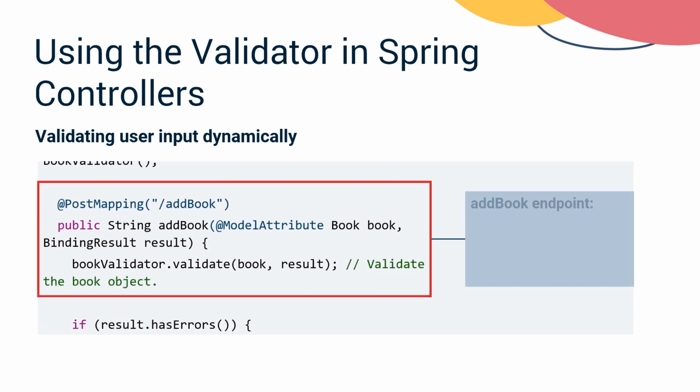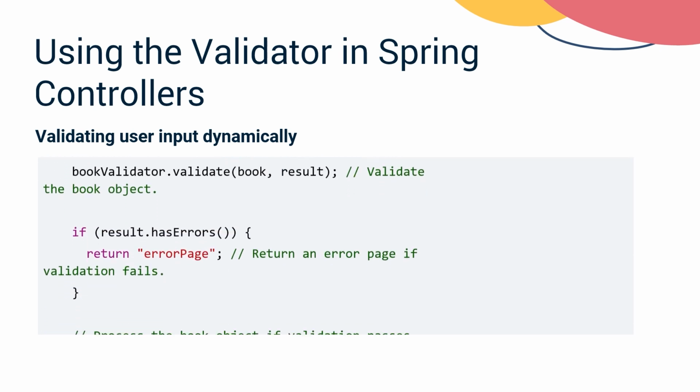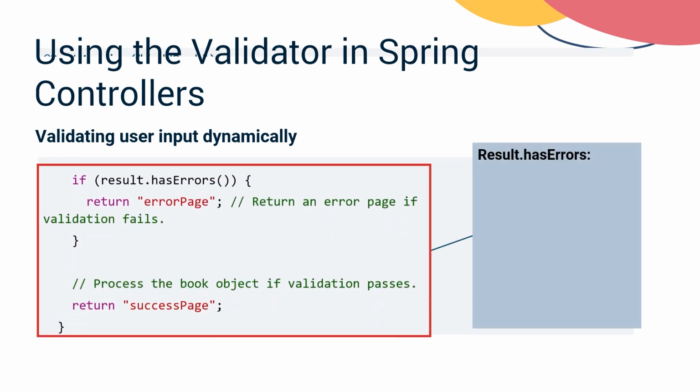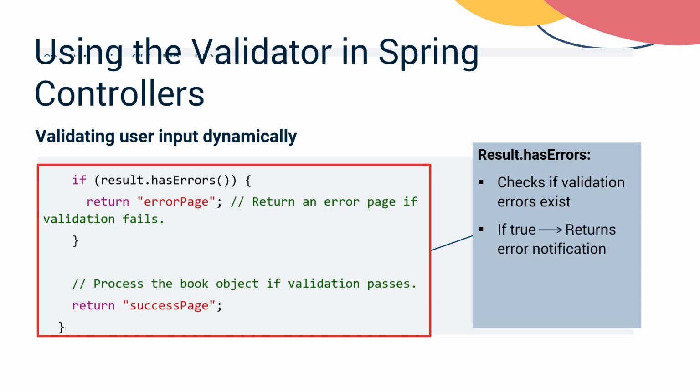This controller ensures that any book added through the addBook endpoint is validated before processing, preventing invalid data from being stored or processed. result.hasErrors checks if validation errors exist. If true, it returns the error page, indicating validation failed. If false, it proceeds with normal processing and returns the success page.